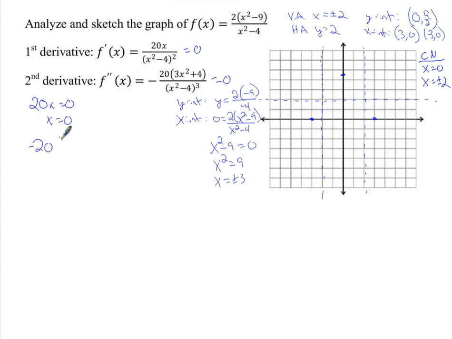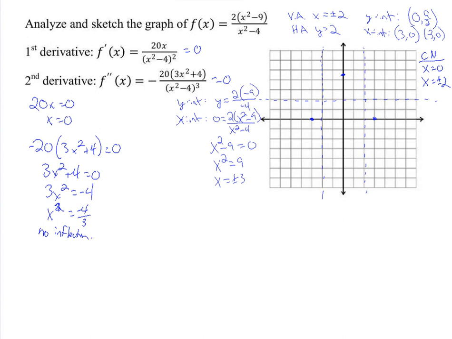negative 20 times 3x squared plus 4 equals 0. Divide both sides by the negative 20, and that gives me 3x squared plus 4 equals 0. And now I subtract 4 from both sides. 3x squared equals negative 4. Divide both sides by 3, and we get x squared equals negative 4/3. Well, if I take the square root of both sides, I get an imaginary result here. So there are no inflection points other than the two vertical asymptotes.